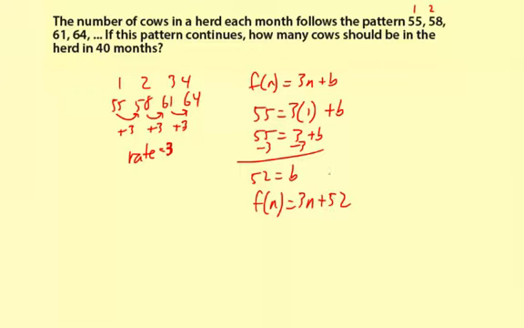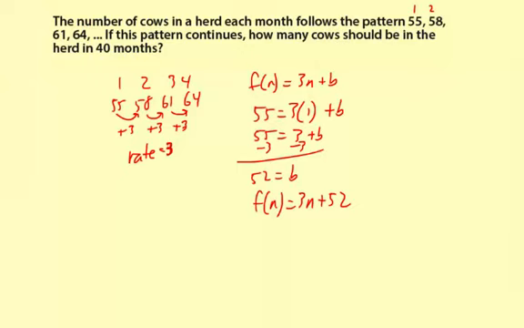So why am I going through all this trouble to write a rule? Why don't I just list out the numbers? 55, 58, 61, 64. I know I'm adding 3 each time. If I could just write them out, I could write 40 numbers and get the answer. Well, sure, you can do that. I just think this way is a little more efficient and also shows you're a little bit smarter than the average bear. So I'm doing that.